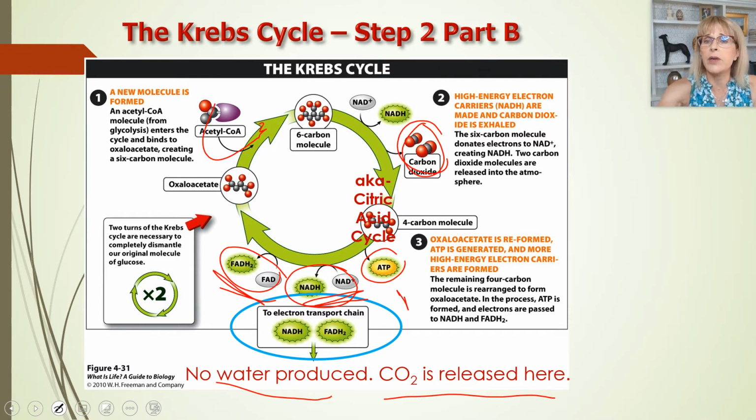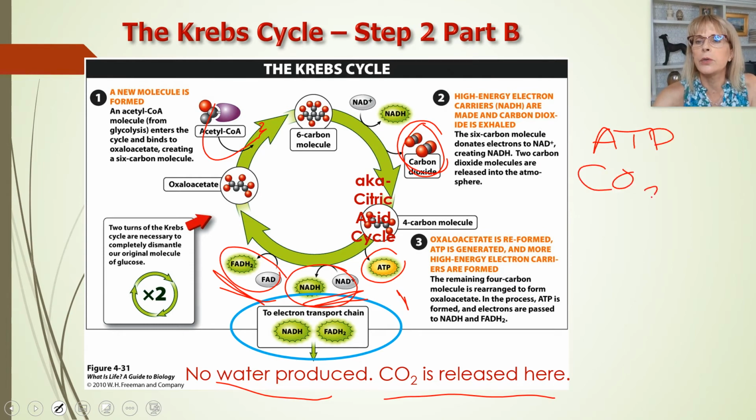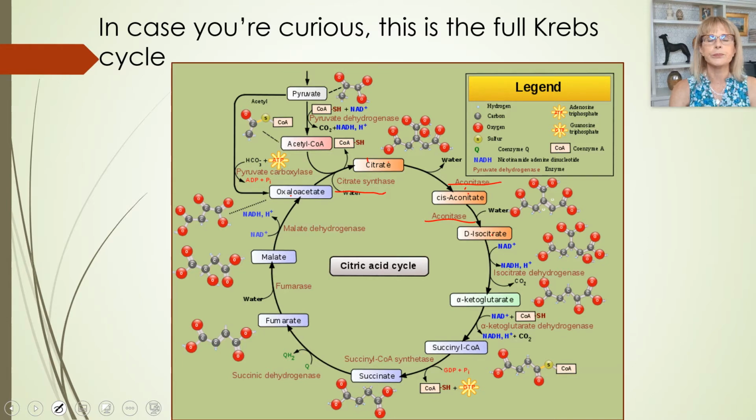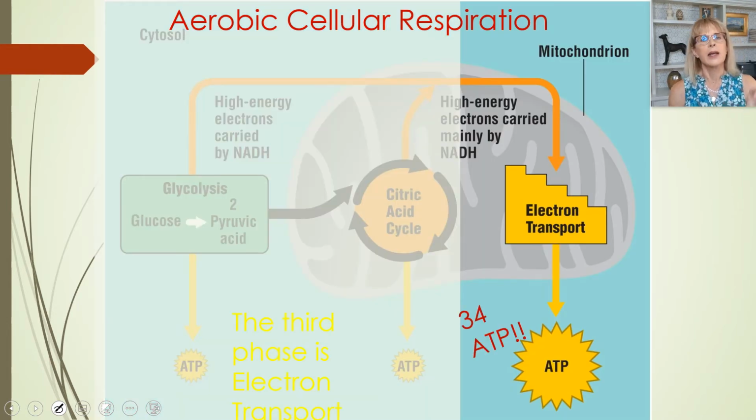It does make a little bit of ATP, so it makes ATP, it makes CO2, it makes FADH2, and NADH, right? From the point of view of the electron transport chain, this is going to power the electron transport chain. All right, now we get to the electron transport chain.